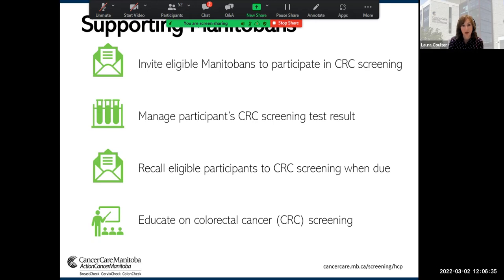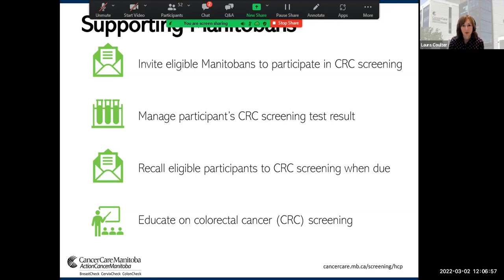If the mailed test kit is not returned within 2 months, ColonCheck will send a reminder letter to complete the kit. As per the kit instructions, completed test kits are returned to the lab by mail, where the lab will analyze the sample and provide the test result to ColonCheck. We will then communicate the test results to participants and their healthcare providers.